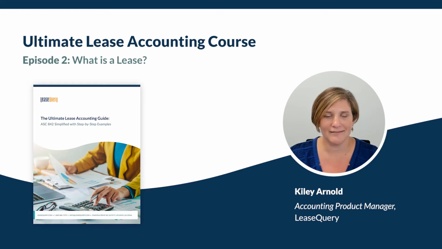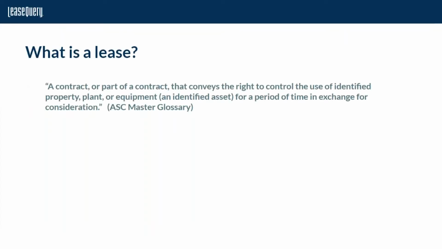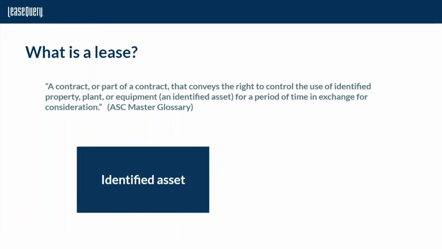Let's get started. The basic lease definition and what a lease represents, paying for the right to use assets owned by another party for a specified period of time, is still the same. However, ASC 842 places a new emphasis on the concepts of an identified asset and when the lessee has the right to control that asset.